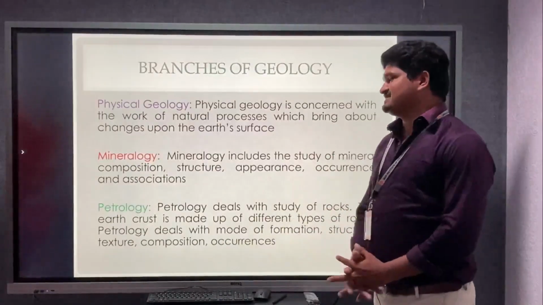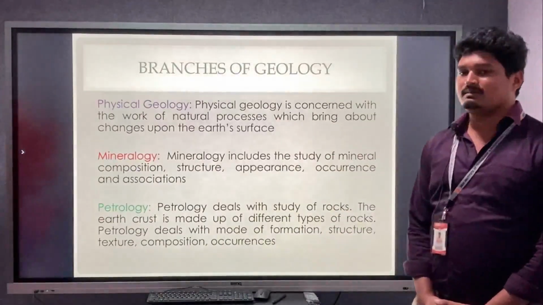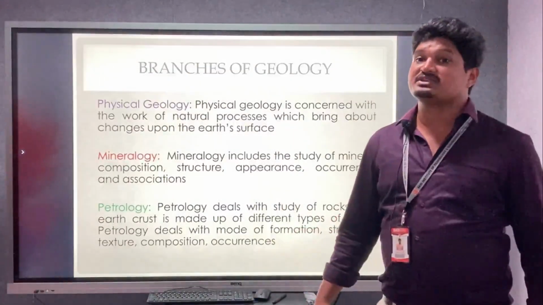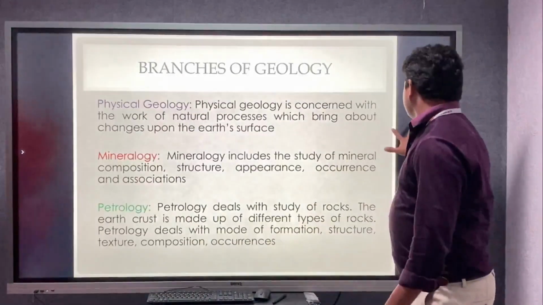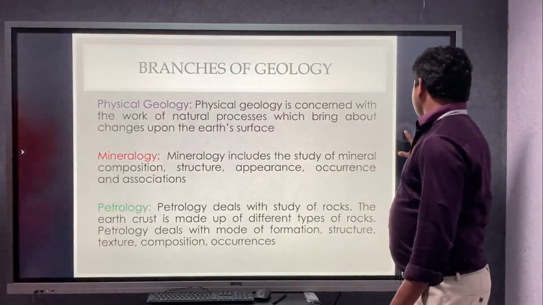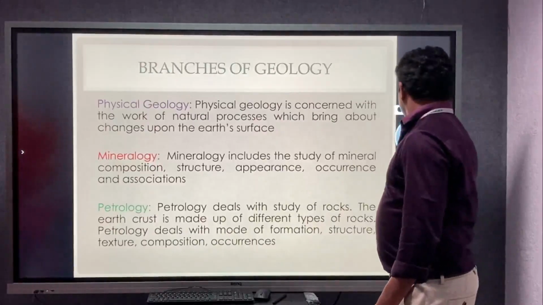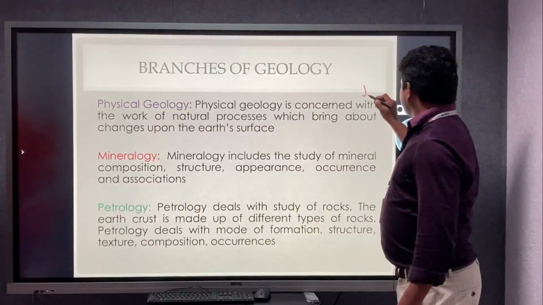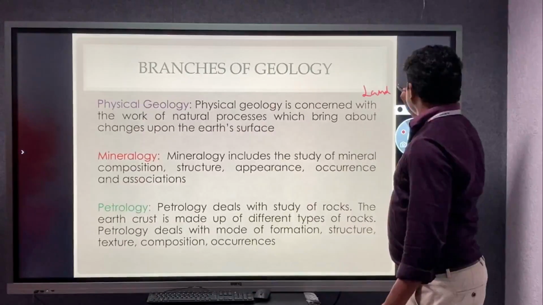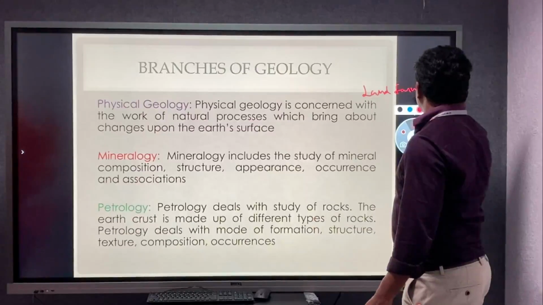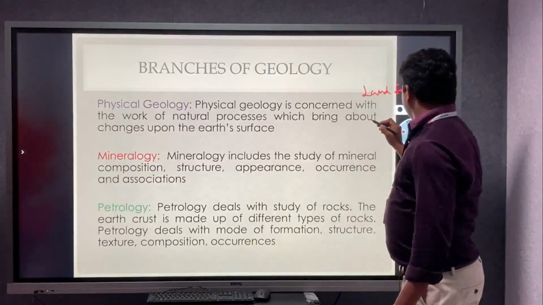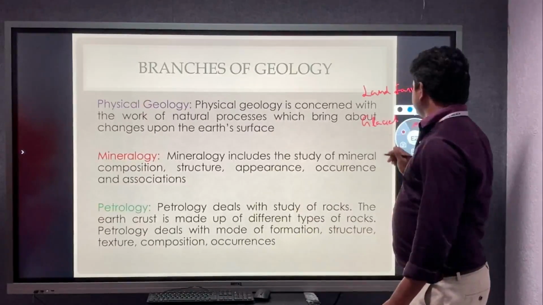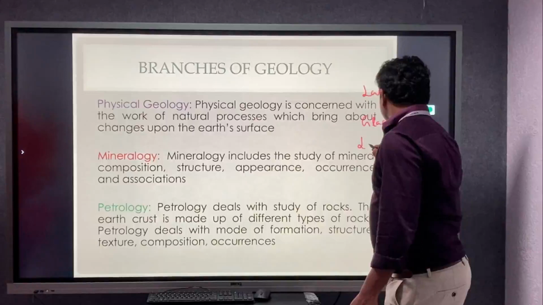Now coming to physical geology. Physical geology is a branch of geology. It deals with what type of natural processes are going on. For example, natural processes mean landforms of rivers, different glacial deposits, and landforms of wind.